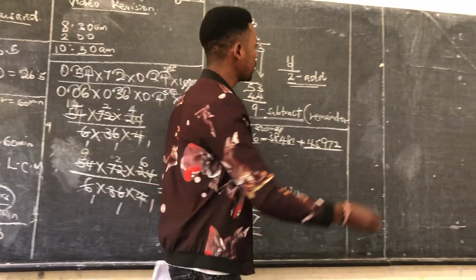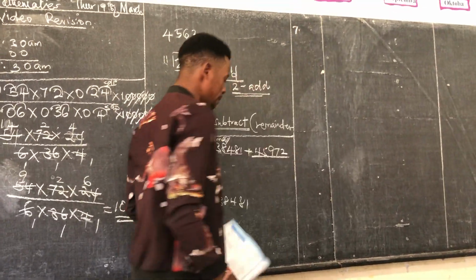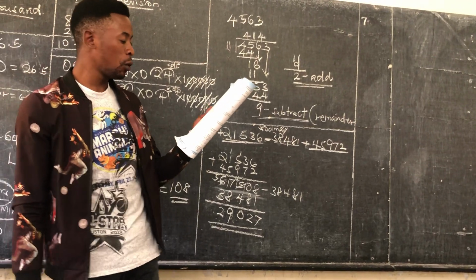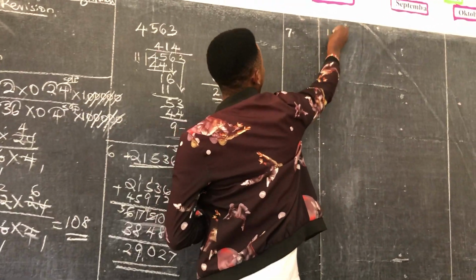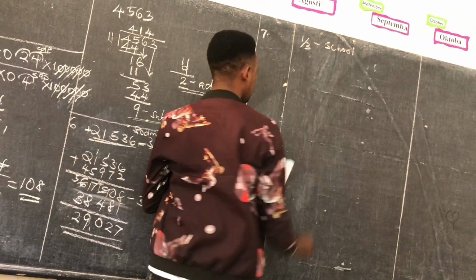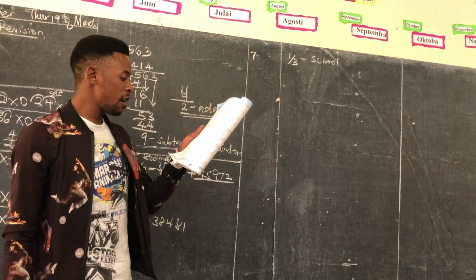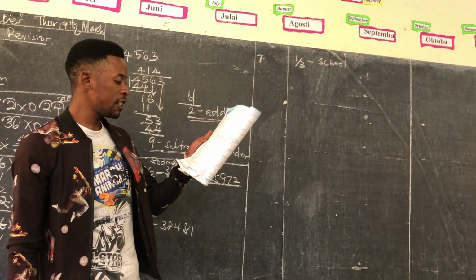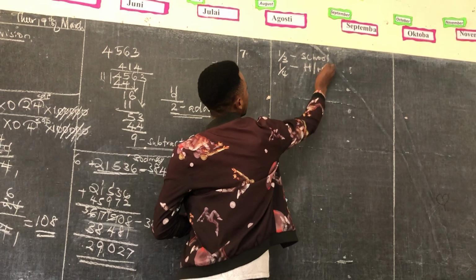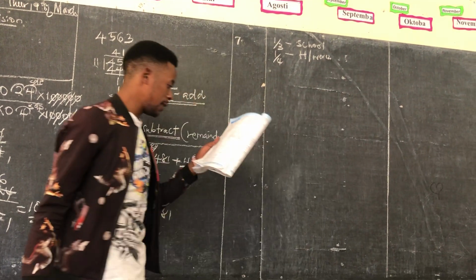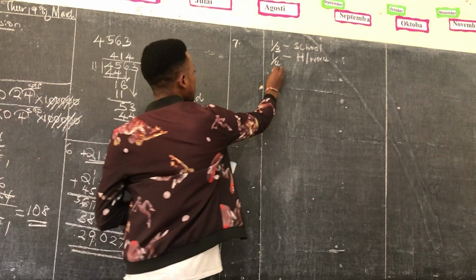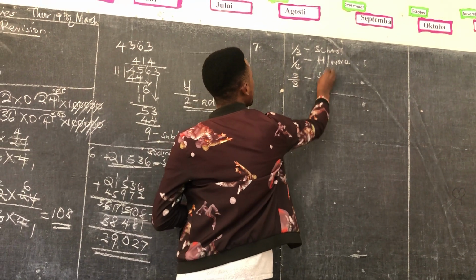Let's go to number 7. I intend not to waste a lot of your time. Number 7, Rukia spends a third of her day at school. Then a quarter of her day doing homework. And 3/8 of her day sleeping.